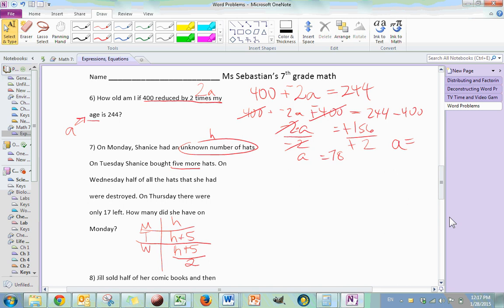Okay, so then she gets to Thursday. She still has this amount, (h plus 5) over 2. Okay, and at this point, there are only 17. So if there were 17, that's just equals 17. Now notice for this problem, even though I made a chart, I do not need to add up the h and the h plus 5 like we might have done in another problem, because this number of hats is changing day to day.